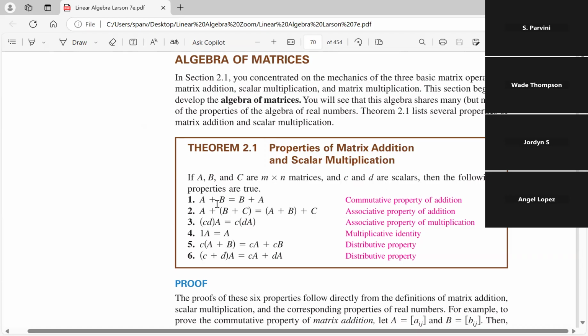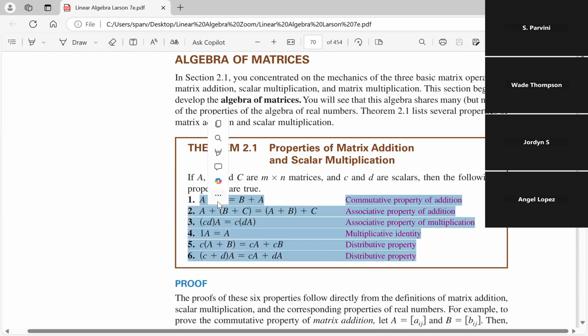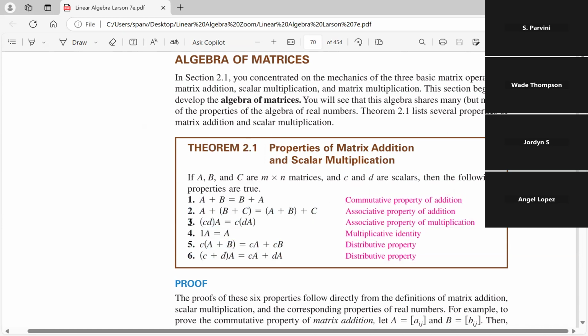So, property number 1. That's the commutative property, right? A plus B equal B plus A. We already showed that. We worked on that. And property number 2 is the associative property of addition, just like with numbers. You can change the grouping. Doesn't matter if you add B and C, add the result to A. Or do A plus B, add that result to C. It works.